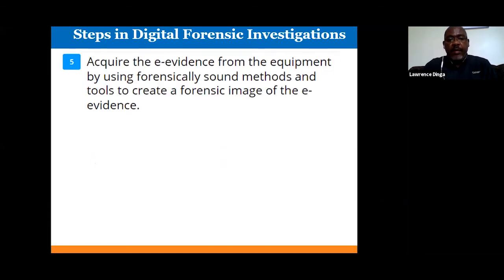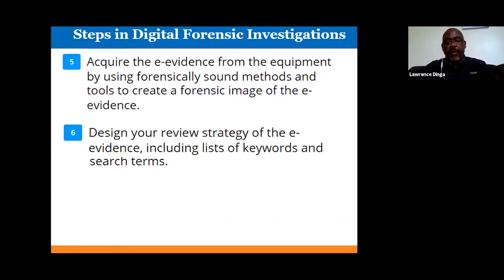Now, then acquire evidence from the equipment using forensically sound methods and tools to create a forensic image of the evidence. We are going to look at that. Then design your strategy of e-evidence, including list of keywords and search terms. That number 6 can only be shown when we are doing it practically using any forensic software. Then you know how to get your keywords. Then you search those keywords for the type of evidence that you are looking at in those devices.